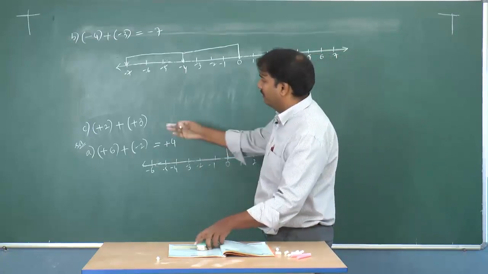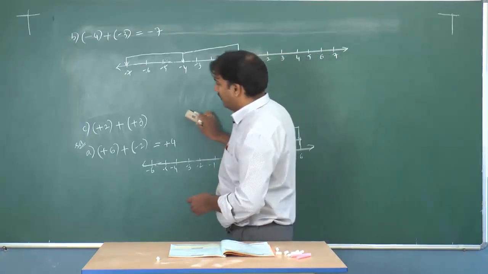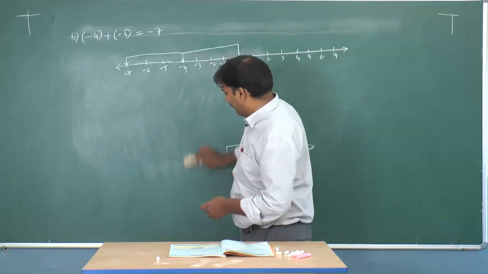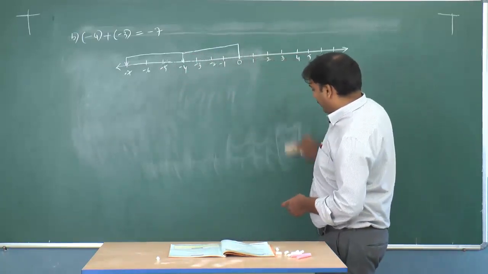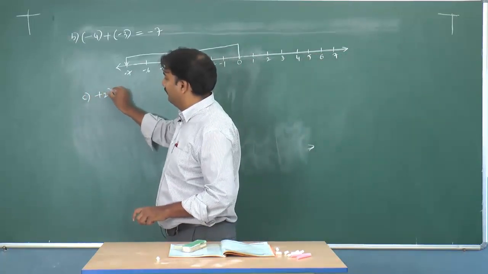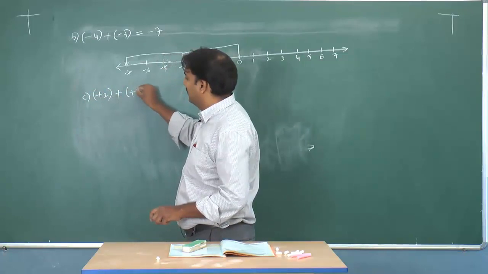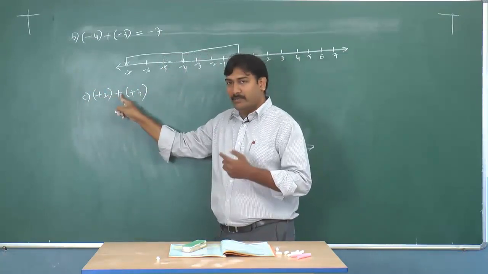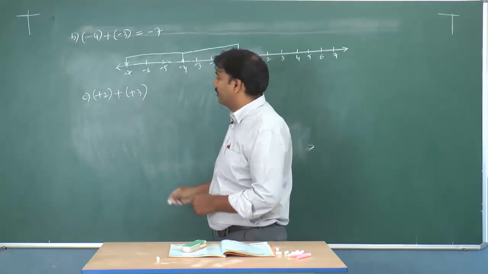And coming to the third example. The third example is plus 2 plus 3. So for this again we are going to use the number line. So before you start, I said you to check yourself whether it's going to be addition or subtraction. It's addition, so it's not a problem.